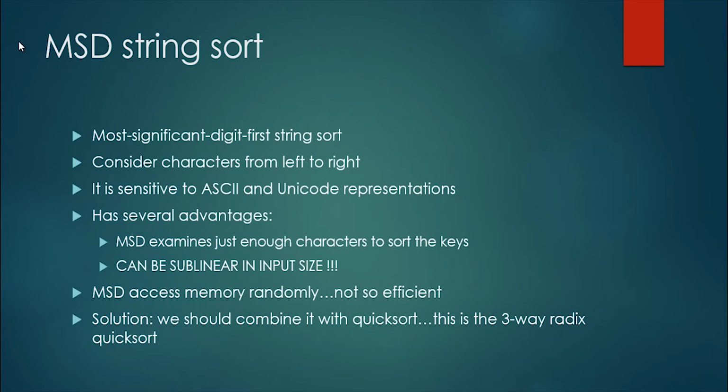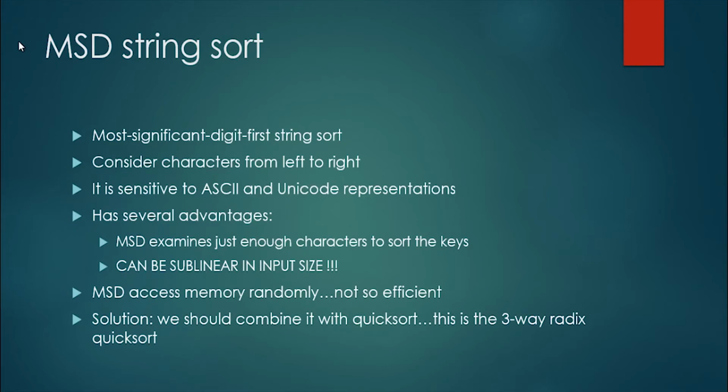MSD stands for most significant digit first string sort. Consider characters from left to right, starting with the most significant digit, and that's why the name is MSD. It is sensitive to ASCII and Unicode representations. For example, if we optimize Radix sort for ASCII characters and then, for example in Java code, change to Unicode, then these algorithms can be very slow. So this is the main disadvantage of MSD string sort, and it has several advantages too.